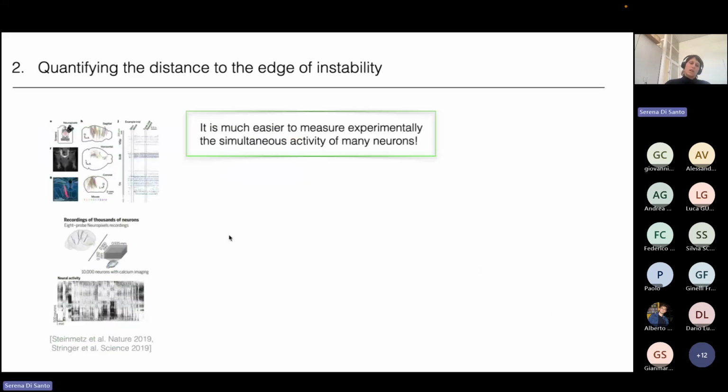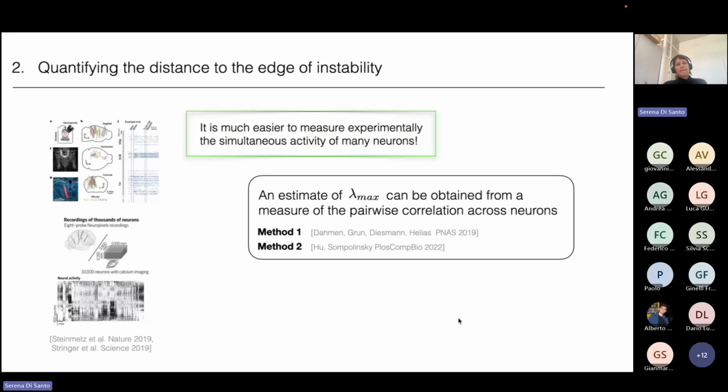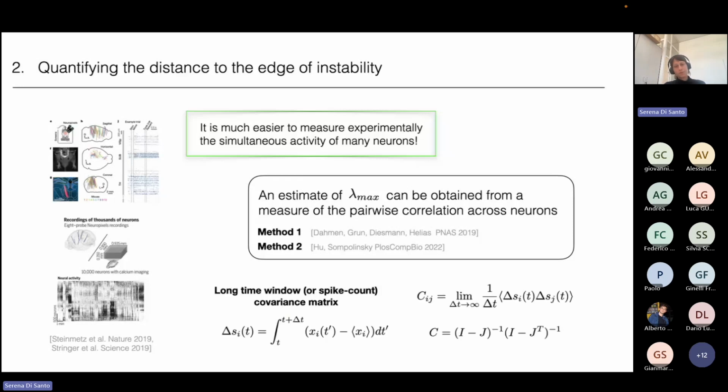Cool. So if it is difficult to measure the connectivity matrix, it is much easier to measure experimentally the simultaneous activity of many neurons. Nowadays, tens of thousands or hundreds of thousands of neurons. And what I'm going to do next is to show how an estimate of lambda max, of this maximum eigenvalue of the connectivity matrix, can be obtained from a measure of the pairwise correlation across neurons. So we use these recordings from the activity of neurons to estimate the stability of this linear rate model.